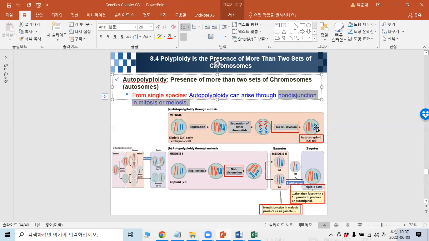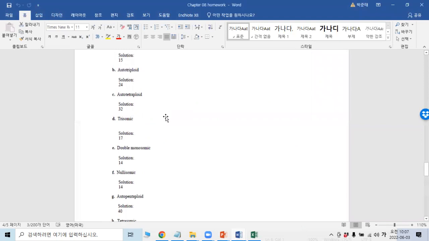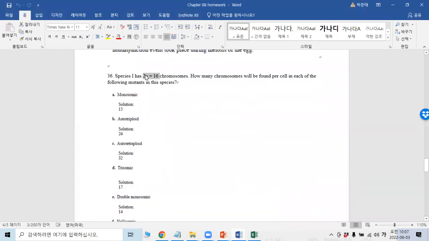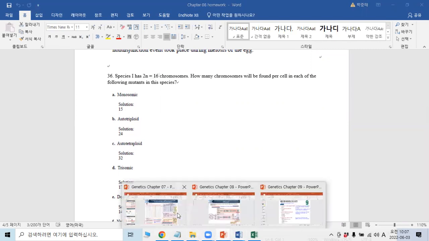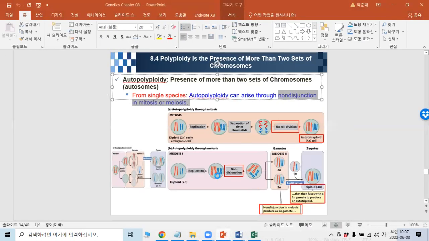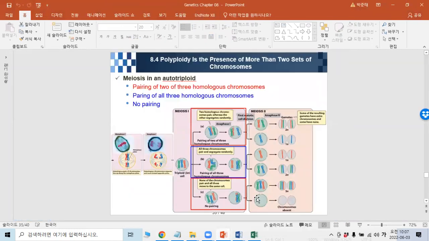You have to know their terminology to solve the problems. So we know autotetraploid, and autotriploid. If the n is 8, autotriploid means 3n, which is 24. This is very important in our genetics class.